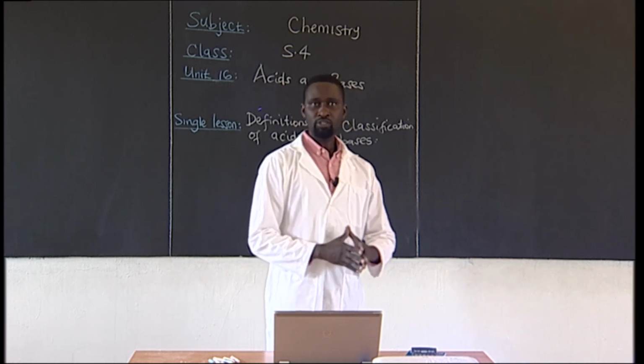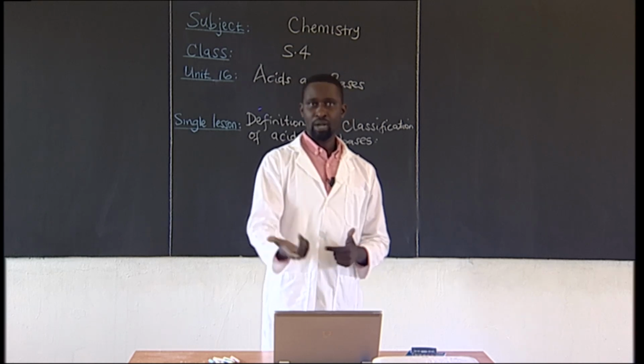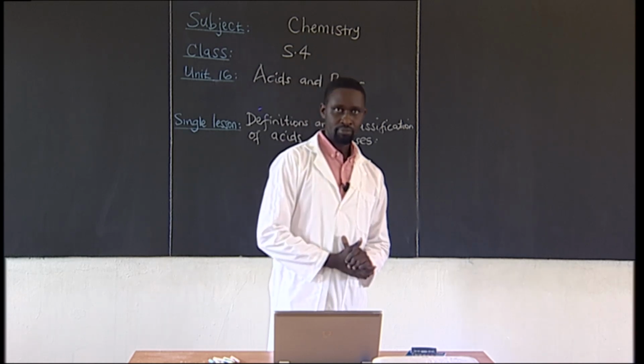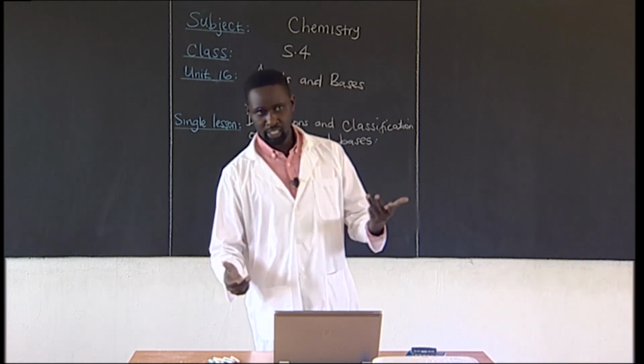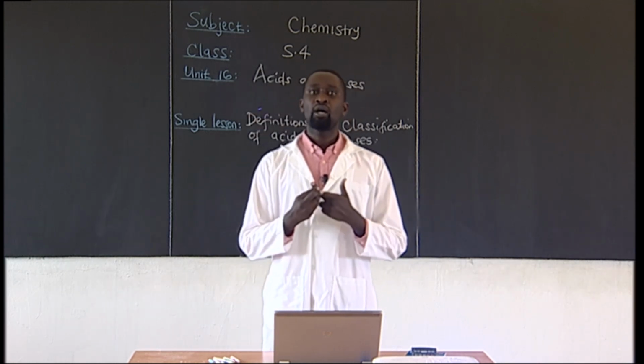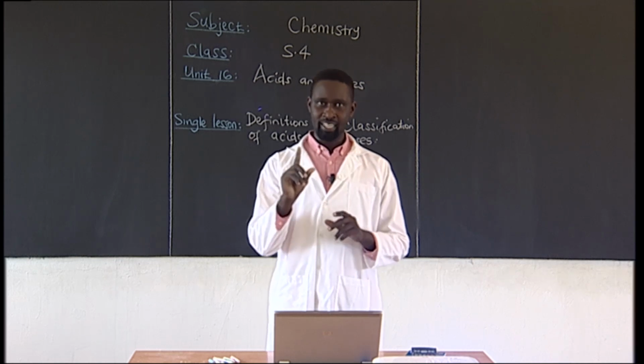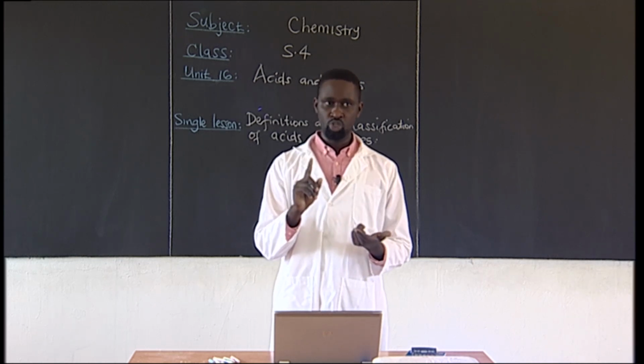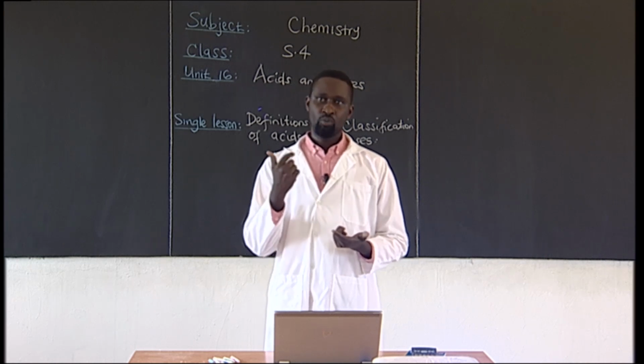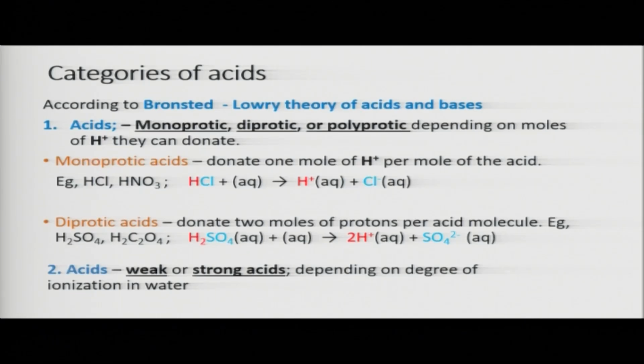So, from the Bronsted-Lowry definition, here come the categories of acids. Acids are categorized into two, based on the number of moles of hydrogen ions they release in solution, and whether they ionize strongly or weakly. That is the degree of ionization. Looking at the number of hydrogen ions they release in solution, you can have monoprotic acids or diprotic acids.